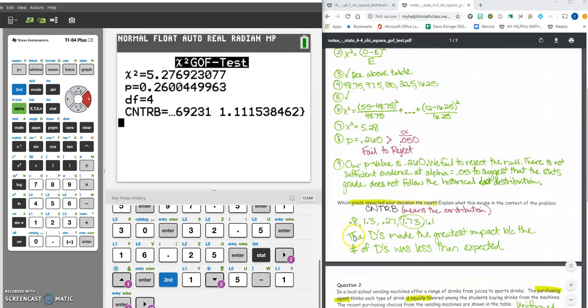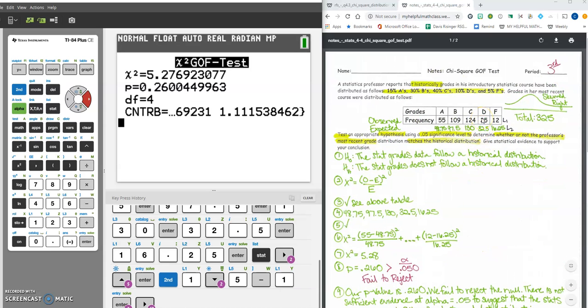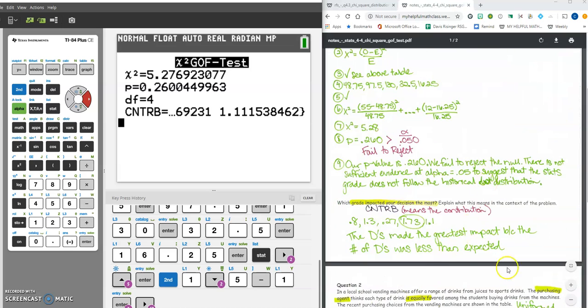Now, to continue on with that, we say the D's made the greatest impact because the number of D's was something compared to the expected. Well, 25 is what than what we expected of 32.5? 25 is less than 32.5. Hence why you see it says less than expected. I hope you find that helpful. In the next video, I'll go over question number 2.